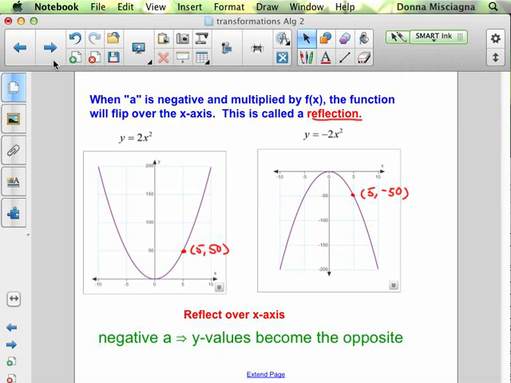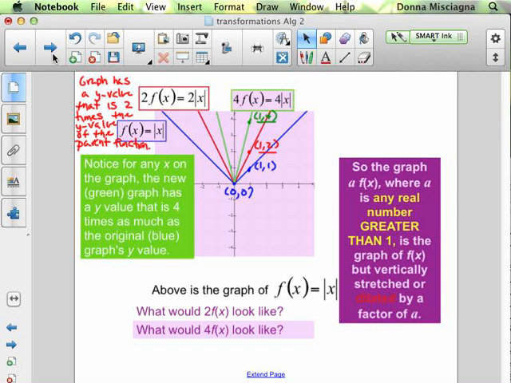So if you have a negative a, the y values become the opposite. That also works the other way. If the y values were negative, they'd become positive. So let's take a look at a few graphs.